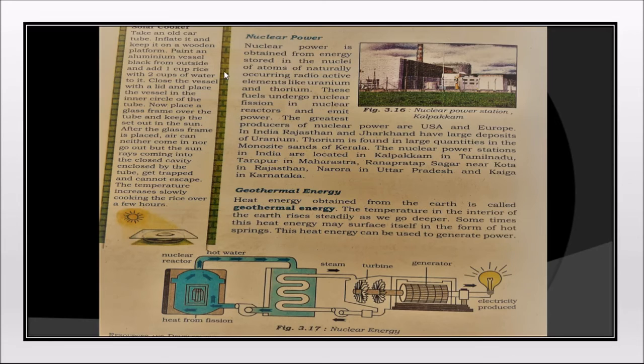Here in this picture, children, you can see the nuclear power. The pictures were also given clearly in the textbook. Nuclear power is obtained from energy stored in the nuclei of atoms of naturally occurring radioactive elements like uranium and thorium. These fuels undergo nuclear fission in nuclear reactors and emit power. The great producers of nuclear power are USA and Europe. In India, Rajasthan and Jharkhand have large deposits of uranium. Thorium is found in large quantities in the monazite sands of Kerala. The nuclear power stations in India are located in Kalpakkam in Tamil Nadu and Tarapur in Maharashtra, Rana Pratap Sagar near Kota in Rajasthan, Narora in Uttar Pradesh, and Kaiga in Karnataka.